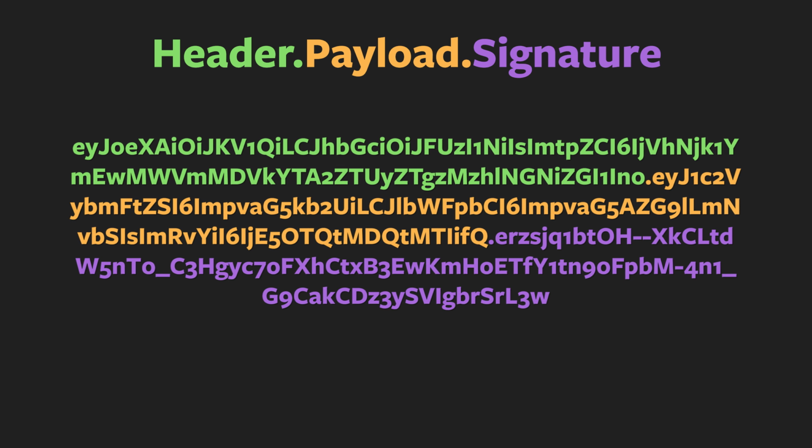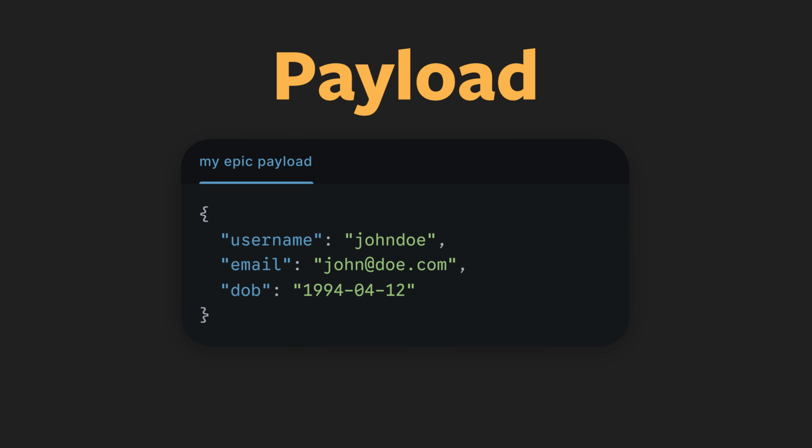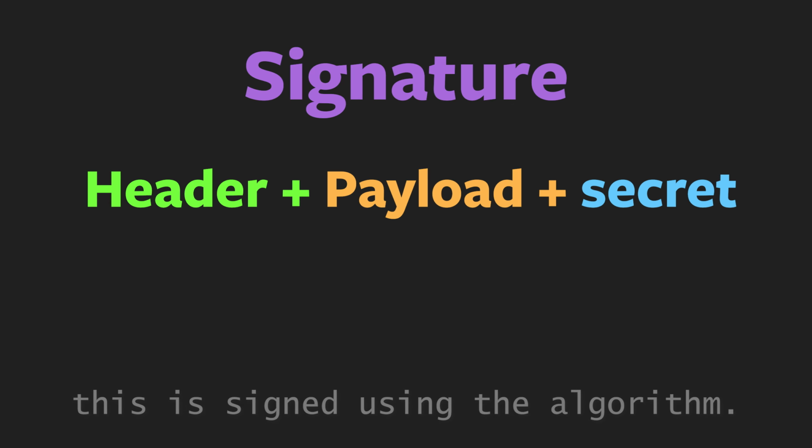A JWT string is built up of 3 parts: header, payload, signature. The header is comprised of 2 parts, an algorithm and a type. Then you have the payload, which is our JSON data from before. Finally, the signature. And the signature is a string comprising of the header encoded, the payload encoded, a secret key, and the algorithm that's specified in our header.